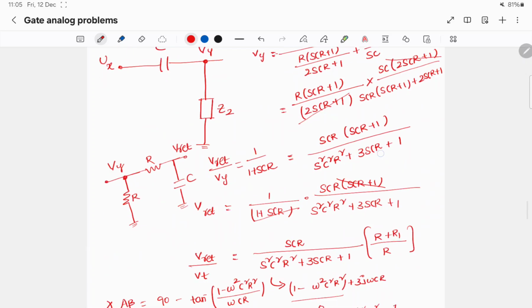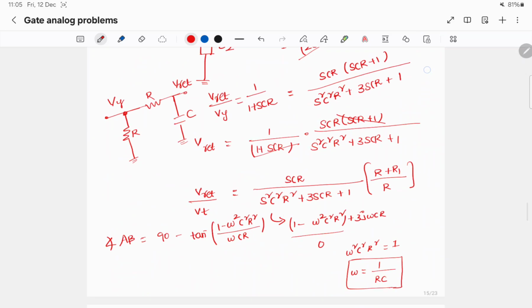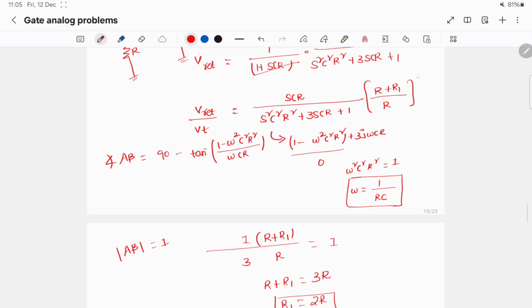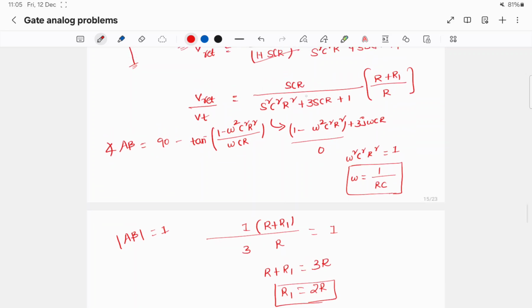into, earlier we got Vx as Vt times R plus R1 by R. I have replaced this expression here. So we have said that for Barkhausen criteria for sustained oscillations, the loop gain phase should be 360 degrees or 0 degrees. So we'll find out the phase relation of this. From this we will get the relation between R1 and R and the frequency of oscillations.